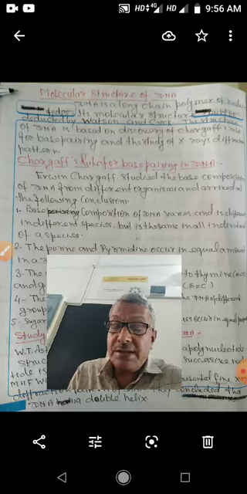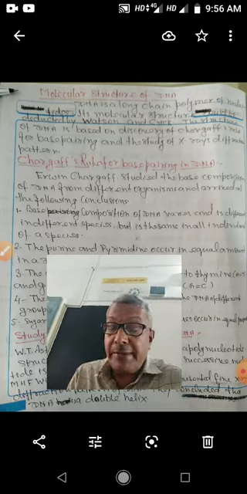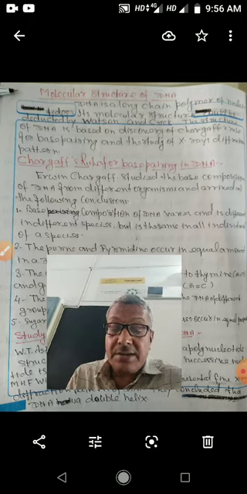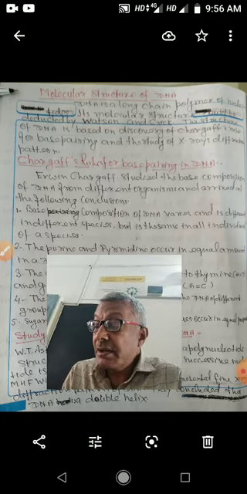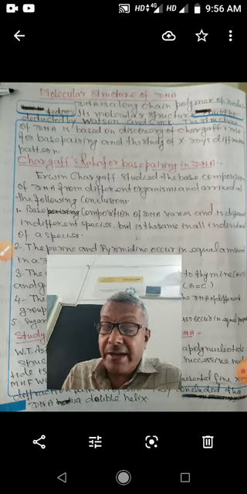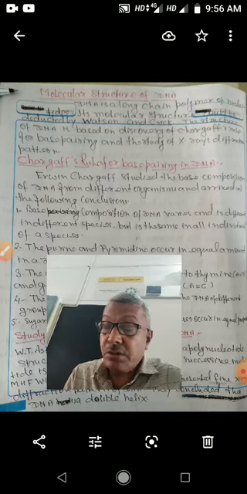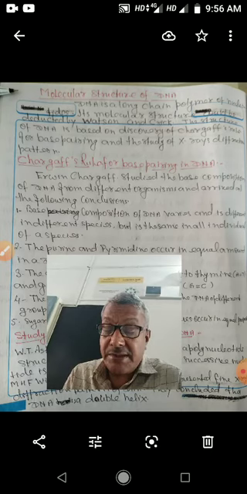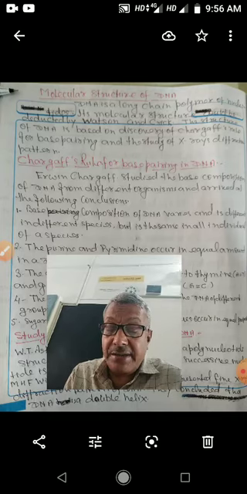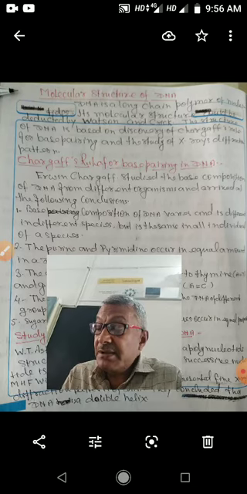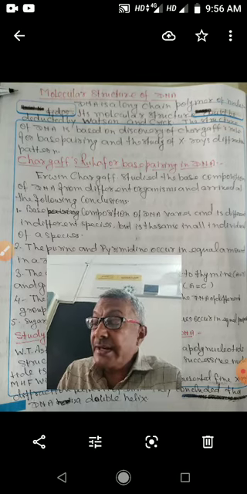The second conclusion is that purines and pyrimidines occur in equal amounts in the DNA molecule. It means adenine plus guanine equals thymine plus cytosine. The third point is that the amount of adenine is equimolar to thymine. It means A is equal to T, and guanine is equimolar to cytosine.